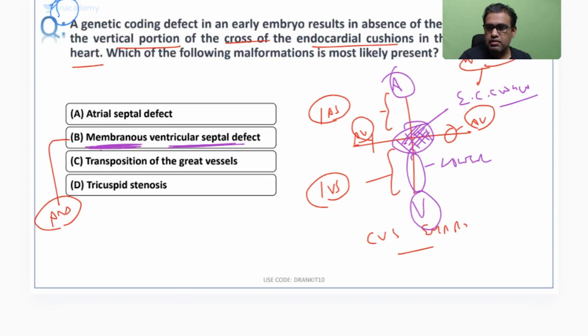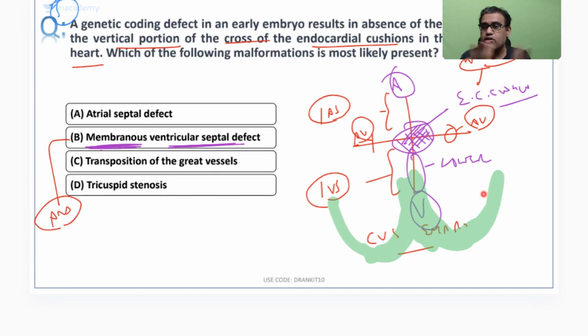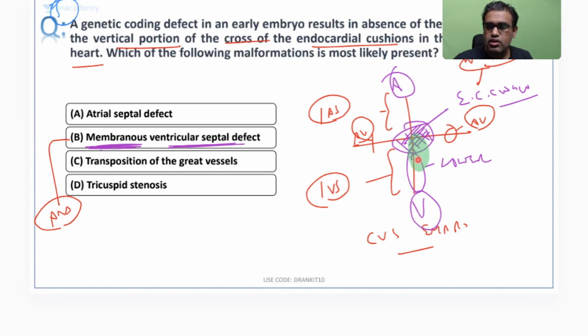Sangadeep, in the previous question, lower part of what? Lower part of the vertical portion of the cross. So this was the cross. That is the whole vertical portion. Upper vertical portion giving rise to part of interatrial septum. Lower vertical portion giving rise to membranous VSD. The muscular VSD comes from the ventricles. This is the muscular interventricular septum. The muscular interventricular septum comes from the ventricular wall. It doesn't come from the endocardial cushion. It is only the small membranous part of the interventricular septum that comes from the endocardial cushion. Point clear? Doubt clear? Good.